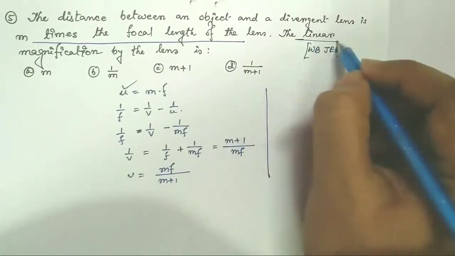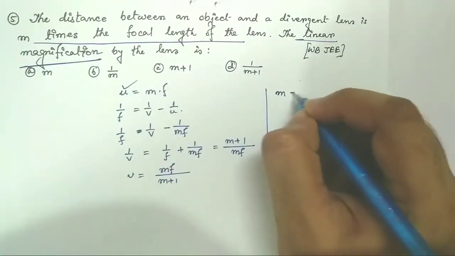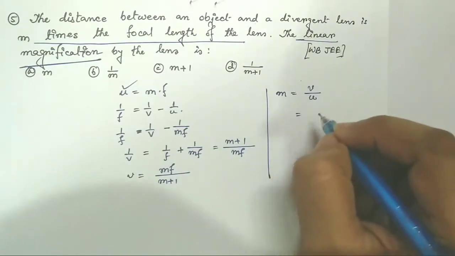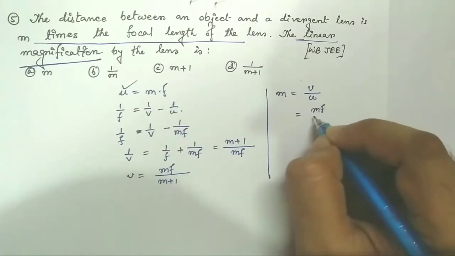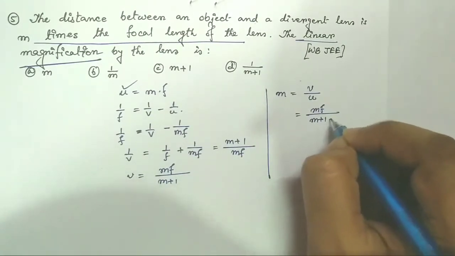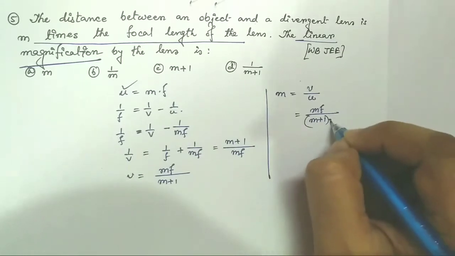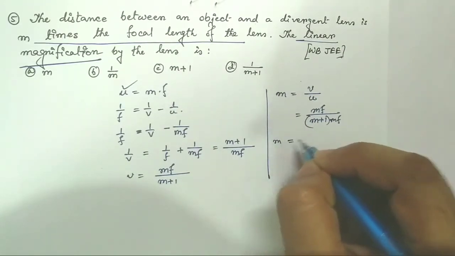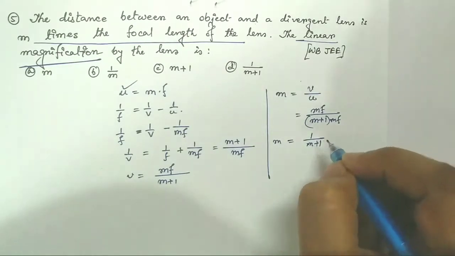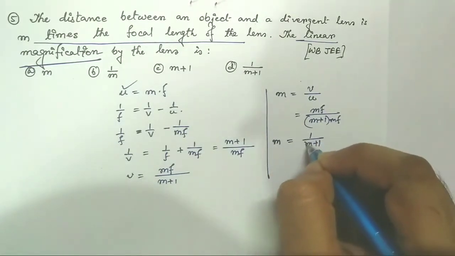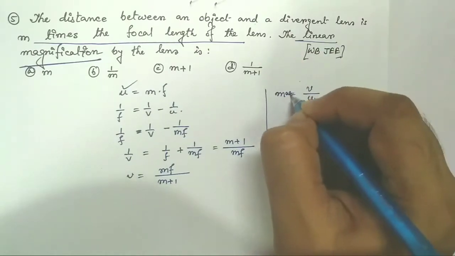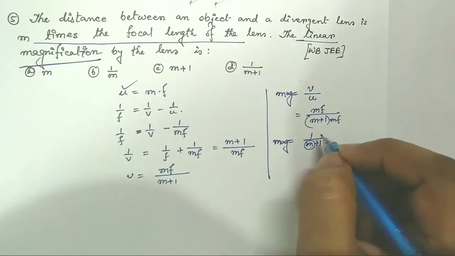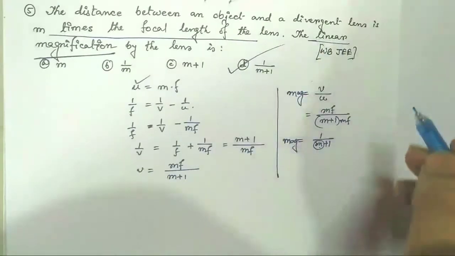So the linear magnification m is given by the image distance by object distance. So v by u, the value of v is mf divided by m plus 1, and u is actually mf. So the magnification is 1 divided by m plus 1. Here this m and this m are not equal. This is actually the magnification, and this m is just a number. So option D is the right answer.